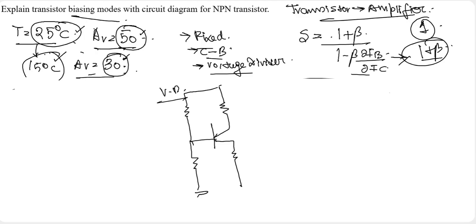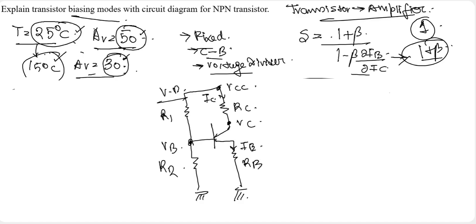Okay. This is connected to ground. This is connected to ground. This is R1, one resistance. This is R2, another resistance. Here this is the base voltage V of B. This is the supply voltage. This is the collector resistance. This is the collector current IC. This is the collector terminal voltage V of C. This is the emitter current IE, and this is the emitter resistance RE.